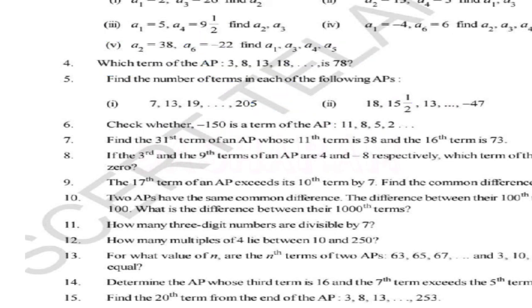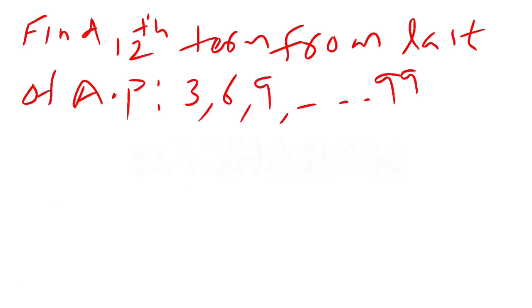Next, the 15th problem: find the 20th term from the end of the AP 3, 8, 13, and so on. See here, find the 20th term from the end of the AP. A very important question. So here the question is to find the 12th term from the last of the AP. See here, last or end are both the same. The AP is 3, 6, 9, up to 99. So to find the 12th term from the last, the an formula is not suitable.